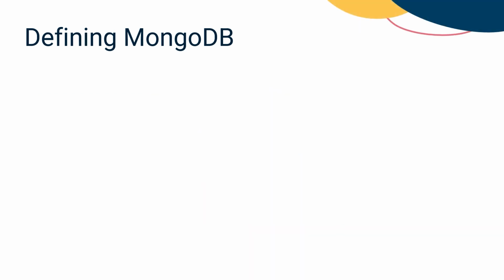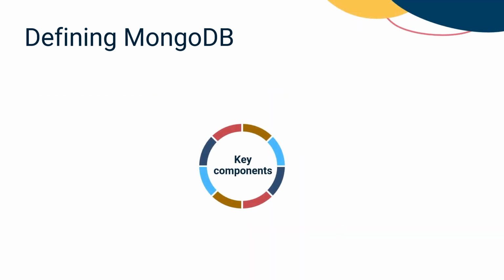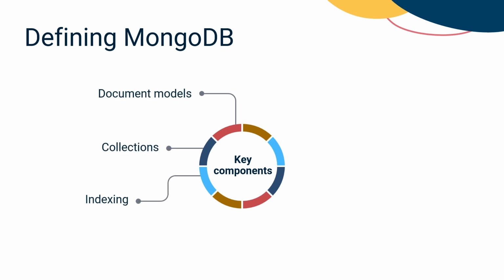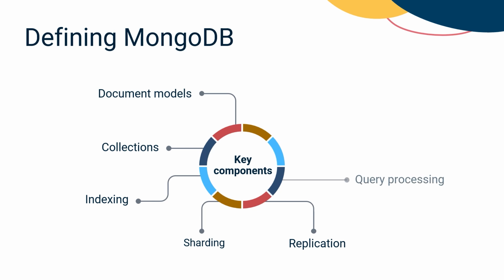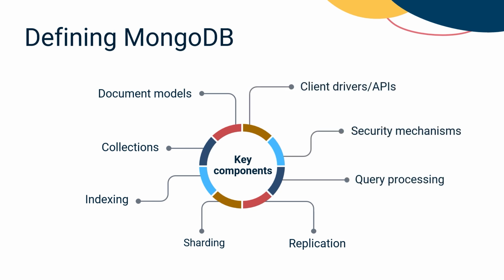Let's now explore MongoDB's architecture. The key components of its architecture include document models, collections, indexing, sharding, replication, query processing, security mechanisms, and client drivers or application programming interfaces, or APIs. We will explore the components of MongoDB's architecture in the coming sections of the video.